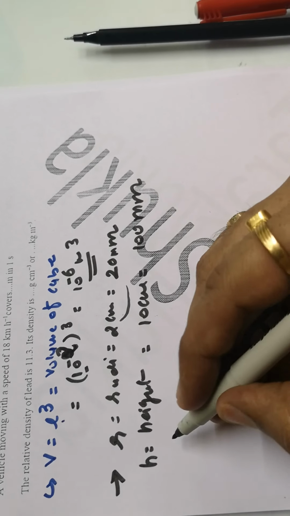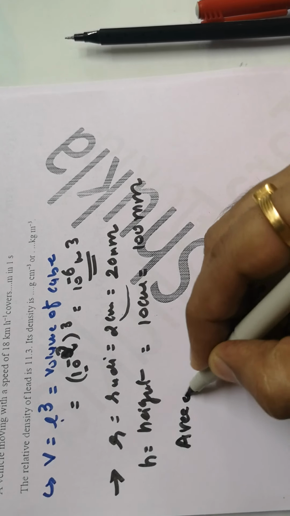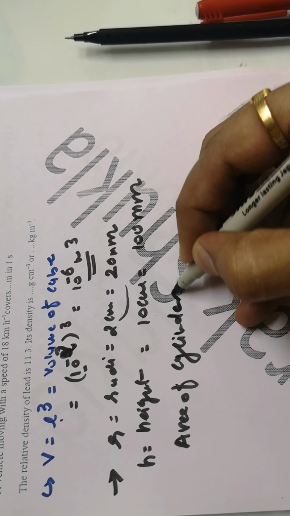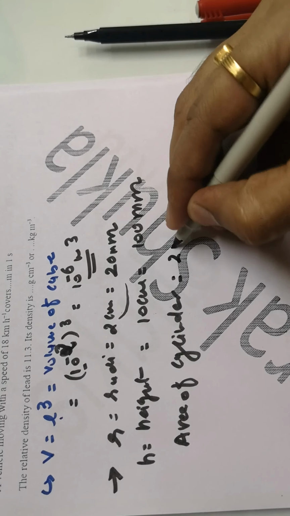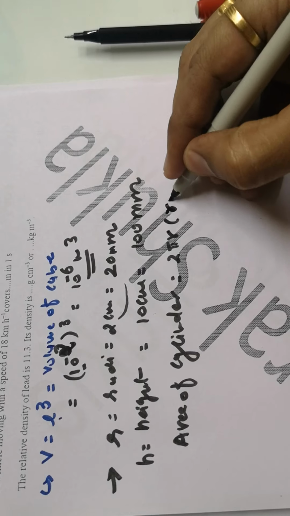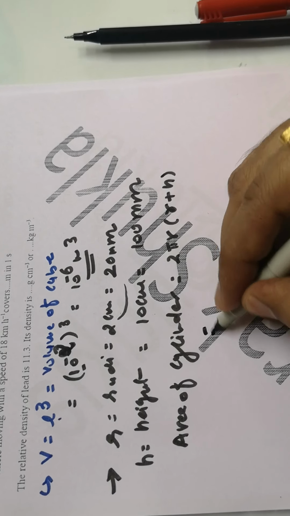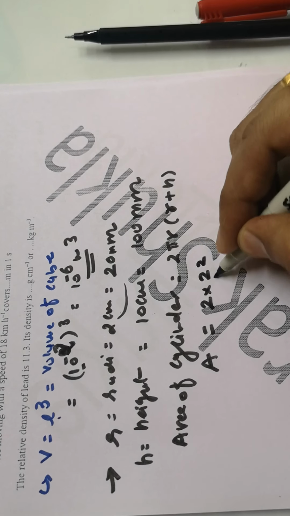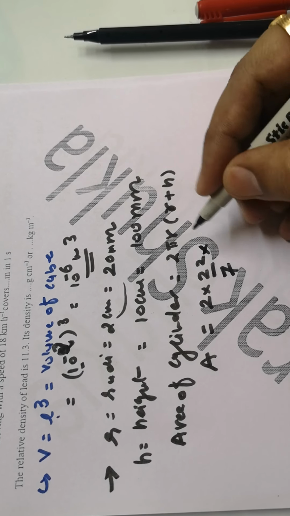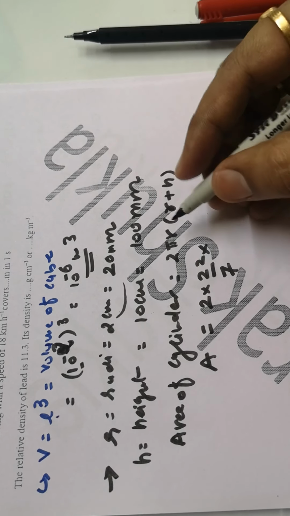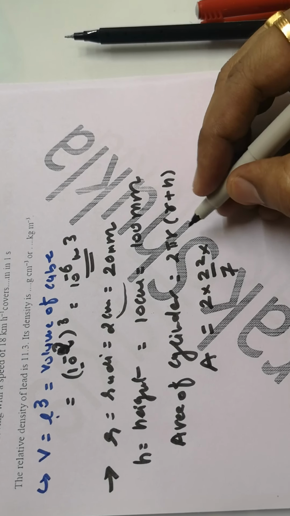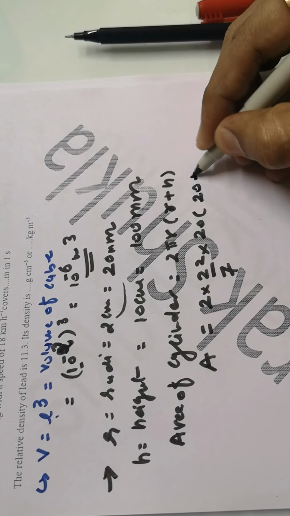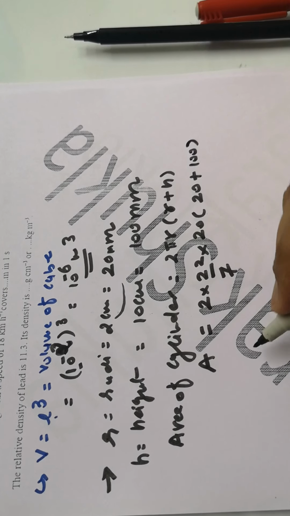My area of the cylinder is 2 pi r multiplied by r plus h. That is the symbol A, and pi is 22 by 7. For better calculation I have placed 22 by 7. My radius r is 20, and the height would be 100.